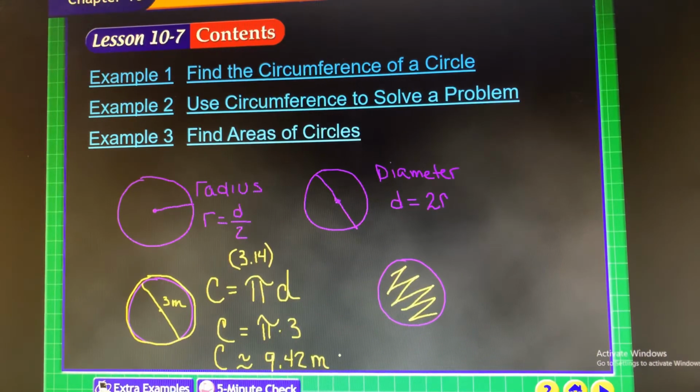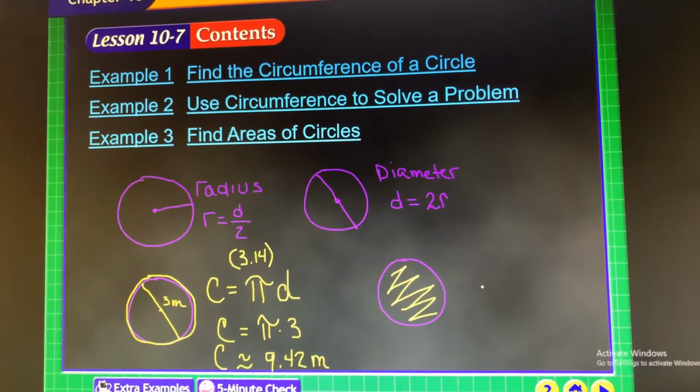Linear, not squared. Not squared. I'm not counting squares that fit inside. I'm counting a linear distance around your figure. So that takes us to area. There's another thing I want to say about circumference, but we'll talk about it in a minute.